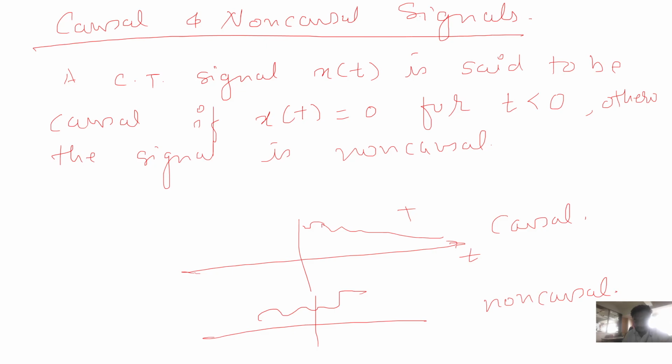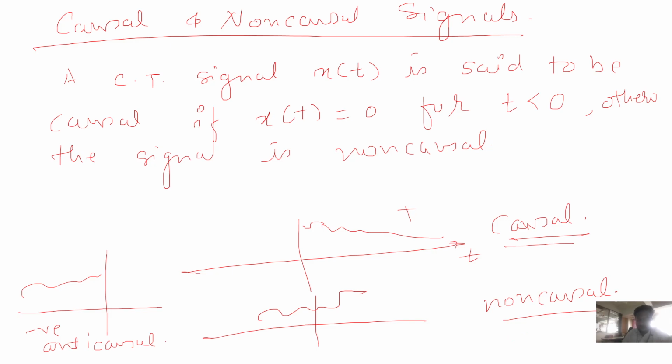Yes, sir. Okay, so this is a causal signal, and if it is having values on the negative side, it is non-causal. There is something called anti-causal, a signal having values only in the negative. It is called anti-causal. But this type of signal we are rarely going to use, but you should know that. Therefore, I am telling this is anti-causal, but our focus will be on causal and non-causal signals.